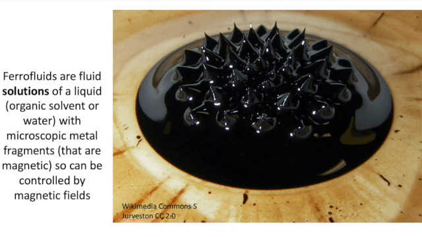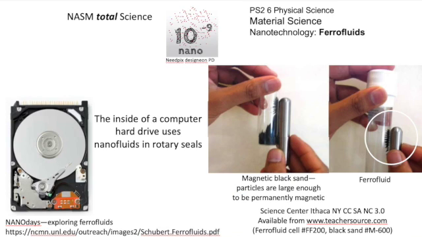And they are solutions. They're colloidal solutions. We'll look at that in a little bit. Of your liquid, so your solvent, often an organic solvent or water, with microscopic particles of metal fragments. They have to be able to be magnetized so they can be controlled by magnetic fields. And if you look at the circle on the right, you can see a magnet being held up against a ferrofluid in the little hedgehog type shape of the ferrofluid.